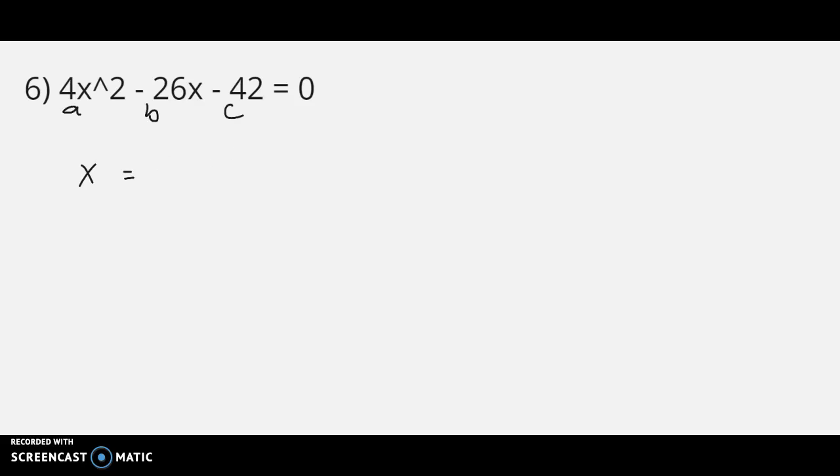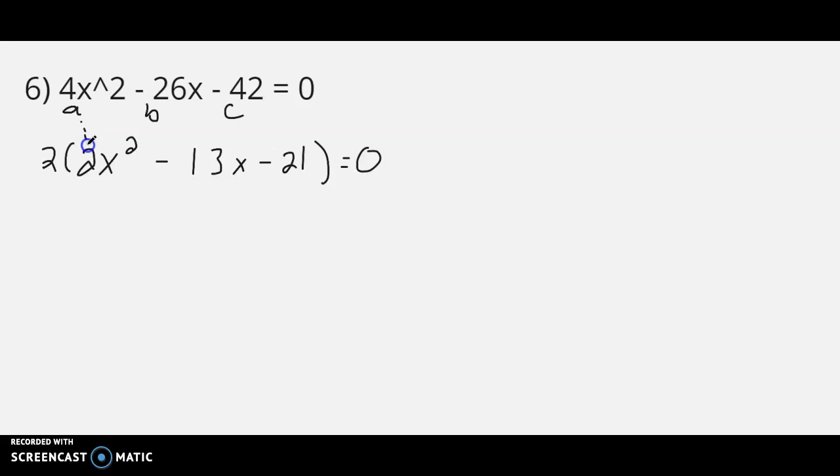There is a way we can simplify this and make it a lot easier. You could do the quadratic formula. You could do it from here. But notice the A, B, and C, 4, 26, and 42. We can take out a GCF, make life a little easier for us. Divide out a 2. 2x squared minus 13x minus 21. Alright, that'll make our calculations a little easier.